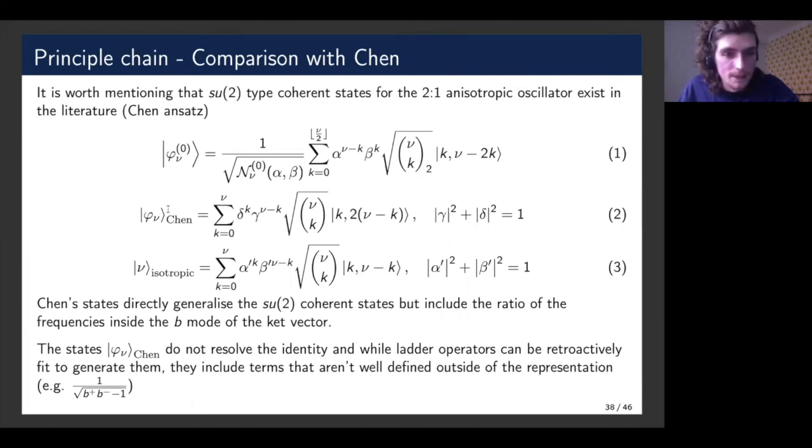Firstly, they resolve the identity. The states in equation two here cannot resolve the identity, because clearly we cannot include projectors onto states with an odd number in the B mode. And secondly, for the states in number two, no ladder operator is given to generate them. And we can retroactively fit some ladder operator, but in my experience, we have to introduce terms such as the square root of one over the number operator in B minus one, and these aren't well defined outside of the representation. So the conclusion here is that the states we found in equation number one are a more suitable generalization for the coherent states, or SU2 type coherent states, for the 2-1 anisotropic oscillator.